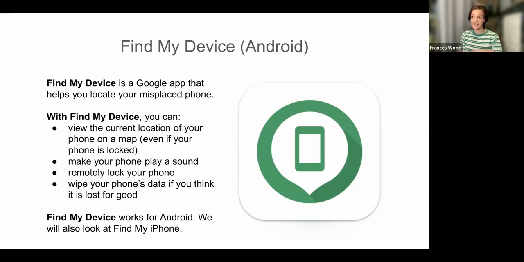You can also, as a last resort, wipe your phone's data if you think it's lost for good. So if you want to make sure that there's no way that somebody will have access to anything that's on your phone, and you think there's no way you're getting it back, you can wipe your data remotely, okay? So we'll look at Find My iPhone later, but for right now, we're focusing on Android.